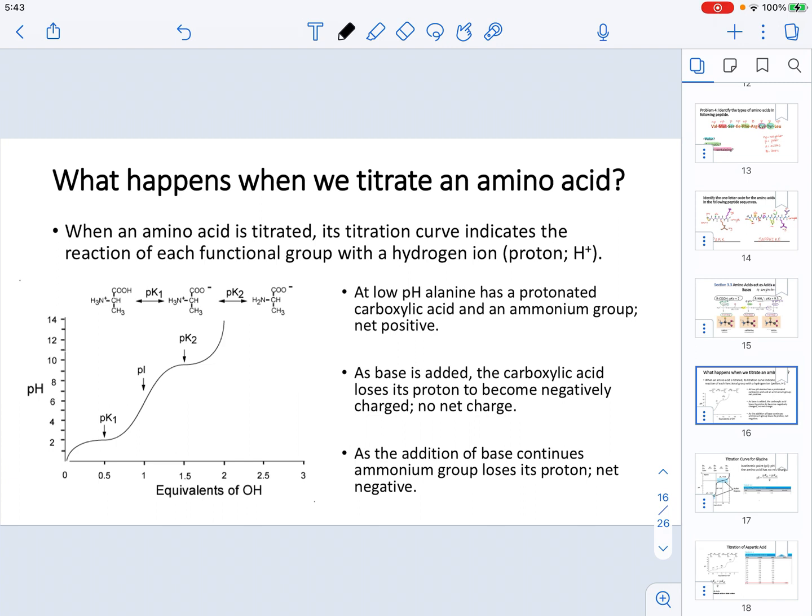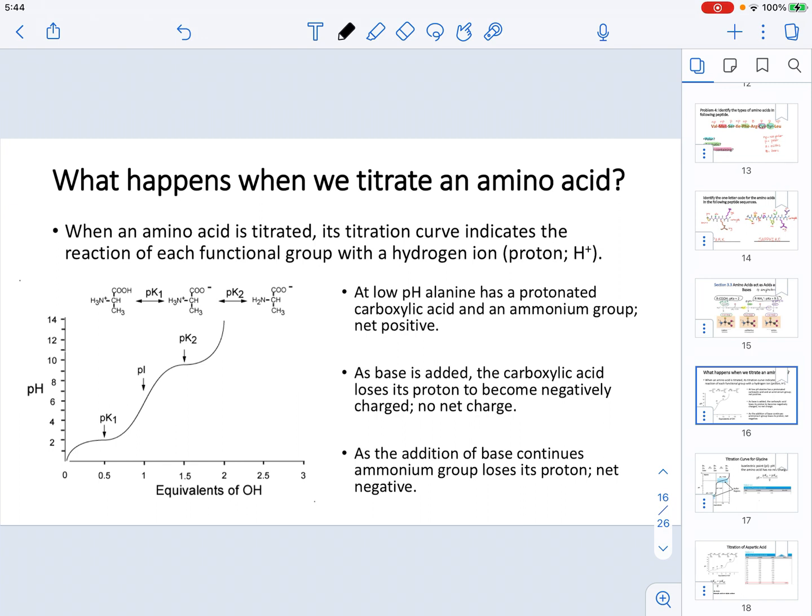Because remember that, for example, in alanine, the side chain is a methyl group, so changes in pH are not going to be pulling the protons away. The pKa of an alkane is really, really high, in the 50s. So let's see what happens overall in the titration experiment for alanine.